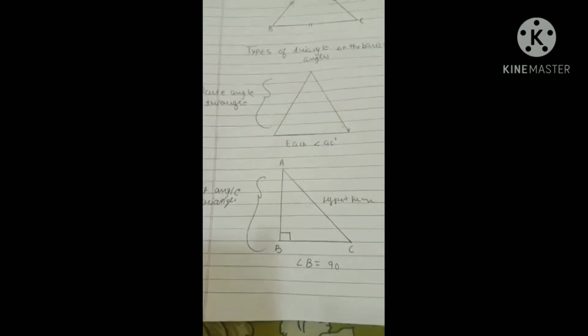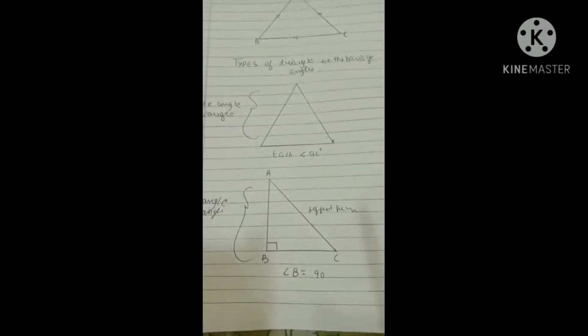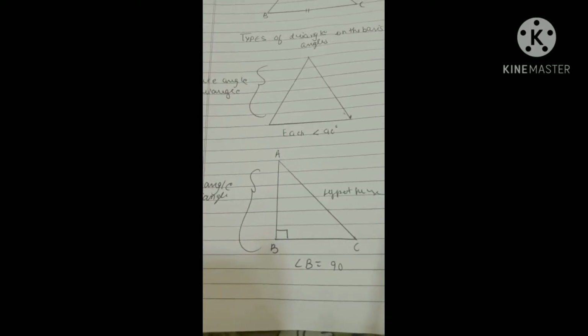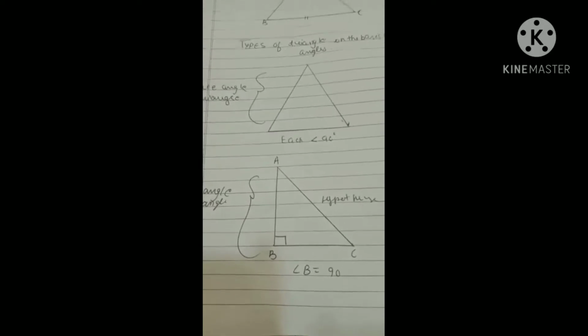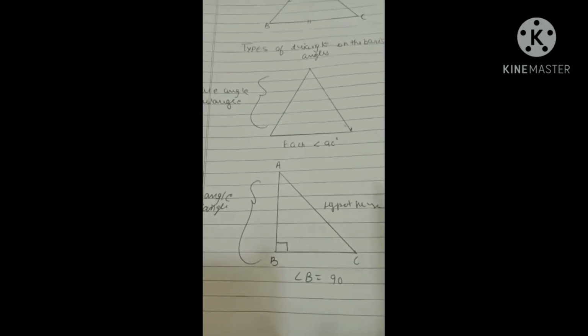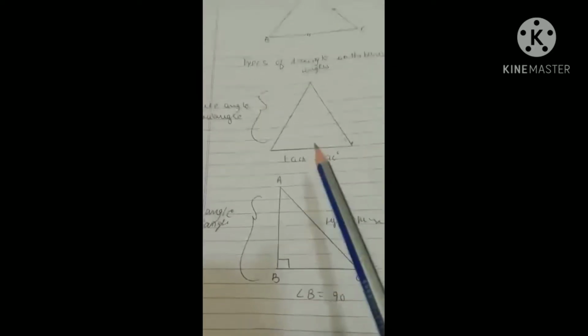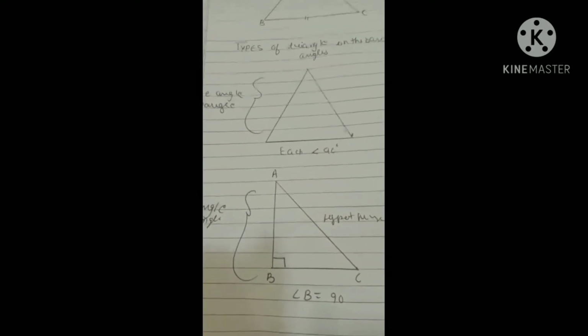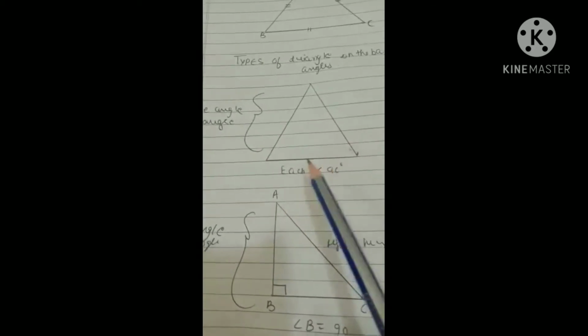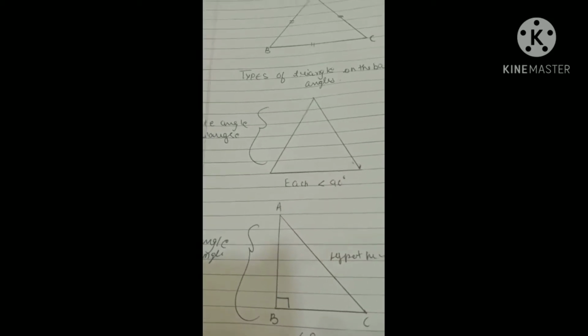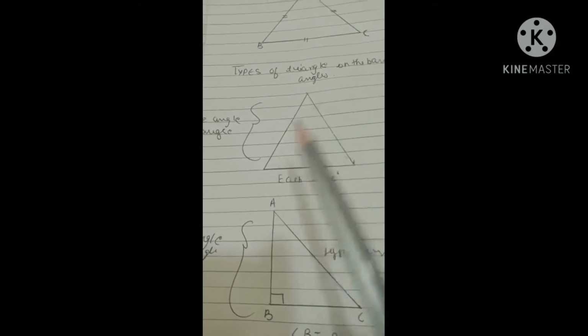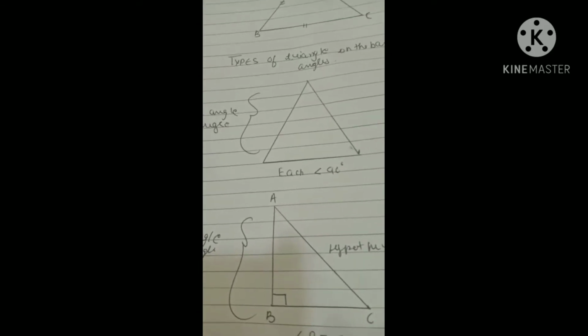Now I am going to tell you about the types of triangles on the basis of their angles. Acute angle triangle. If all three angles of a triangle are acute, meaning less than 90 degrees, it is called an acute angle triangle. In this diagram you can see that each angle is less than 90 degrees. It means that this triangle ABC is an acute angle triangle.